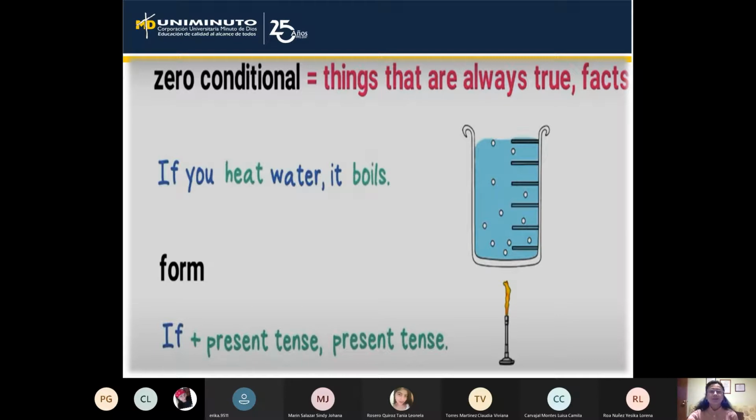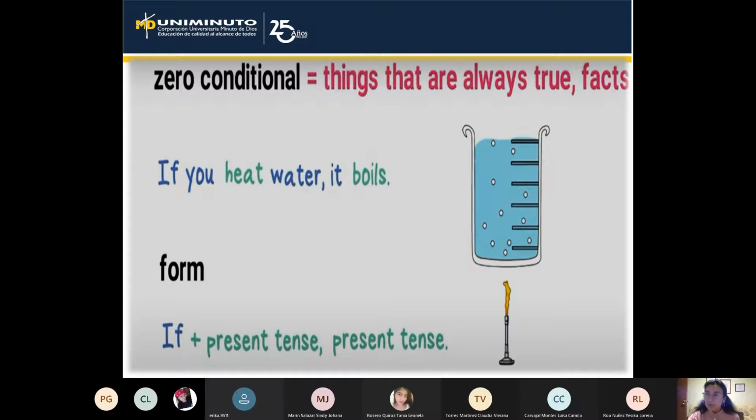So let's start with the zero conditional sentence. Remember, be concentrated in order to participate, right? So the zero conditional sentence, remember, there are things that are always true and facts. We say that in order to express this conditional sentence, you need to use present and present tense. First of all, to mention if, because if is the condition. Vamos a decir sí, pues tenemos que expresar el if. Present tense, and in the second part of the conditional is present tense.